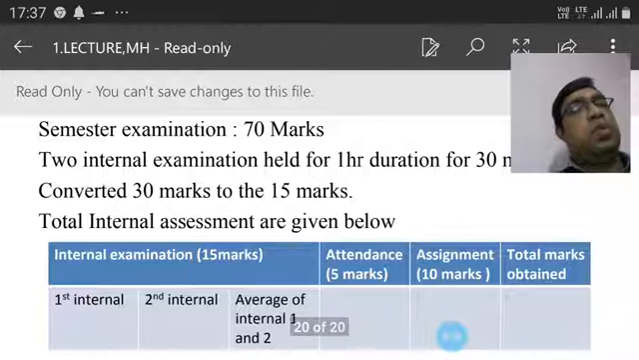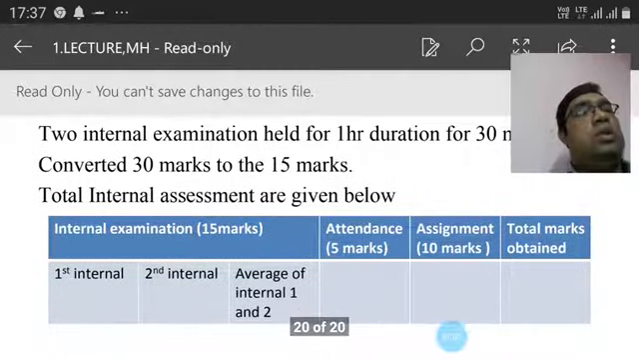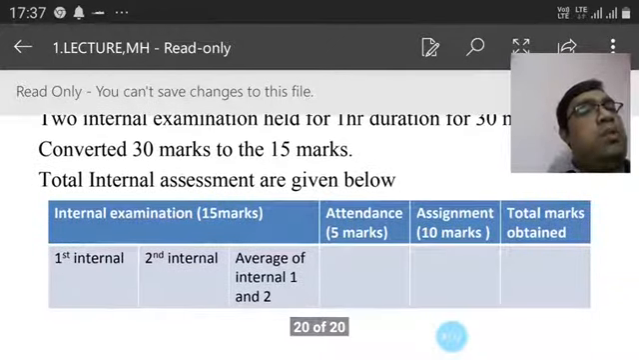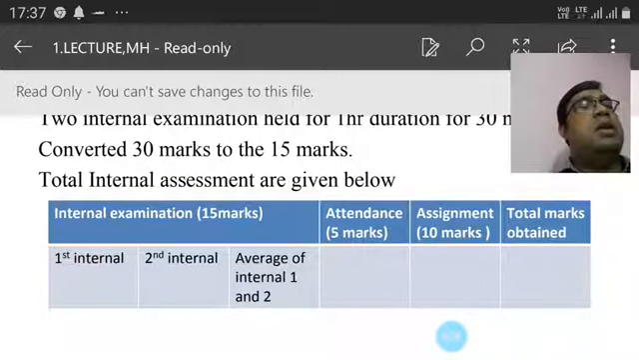The assignment and attendance will be considered according to 80% attendance, for which students obtain the 5 marks, and assignments will be submitted from time to time, for which students will be given marks. Okay, thank you. In the next classes we have to discuss the basic materials handling equipment.